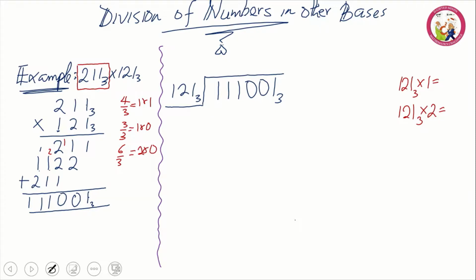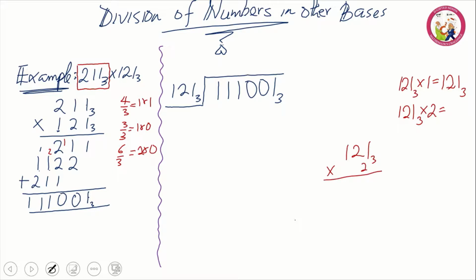Now this multiplication table will aid me in the division process. 121 times 1 in base 3 is 121, right? Now let's solve for 121 in base 3 times 2.